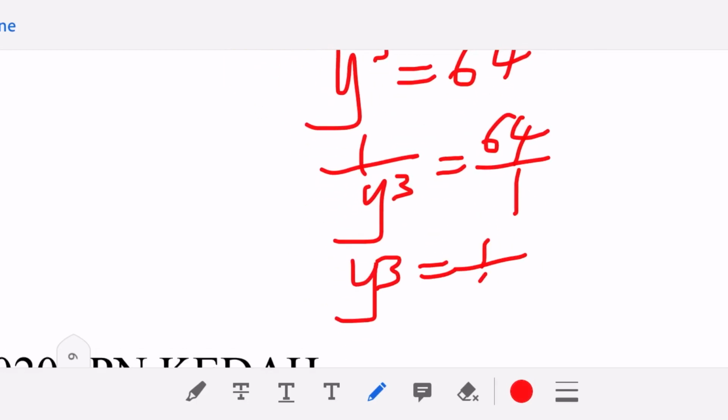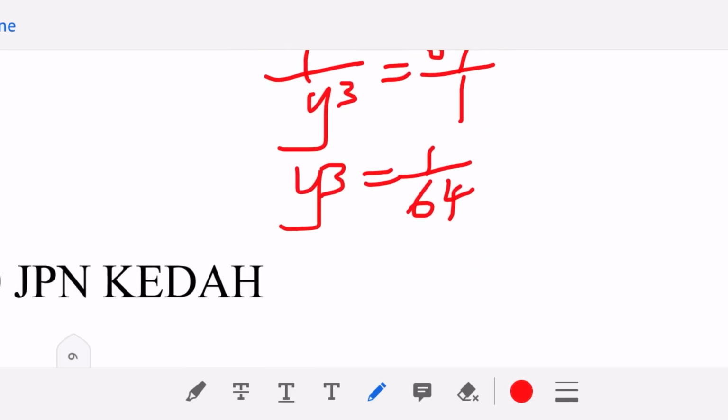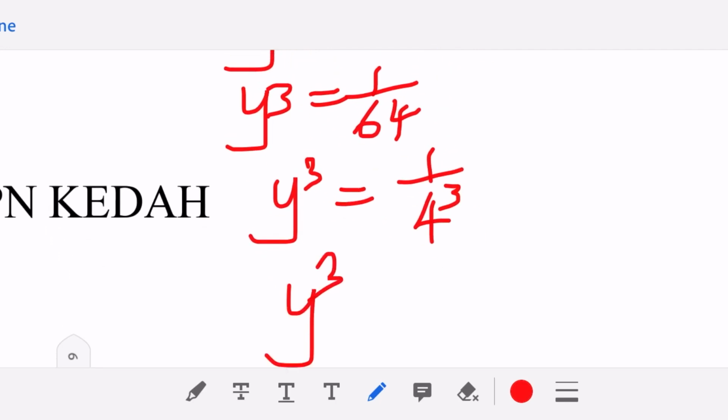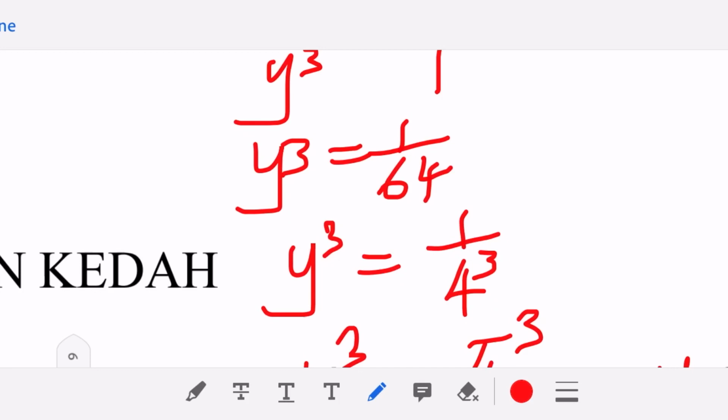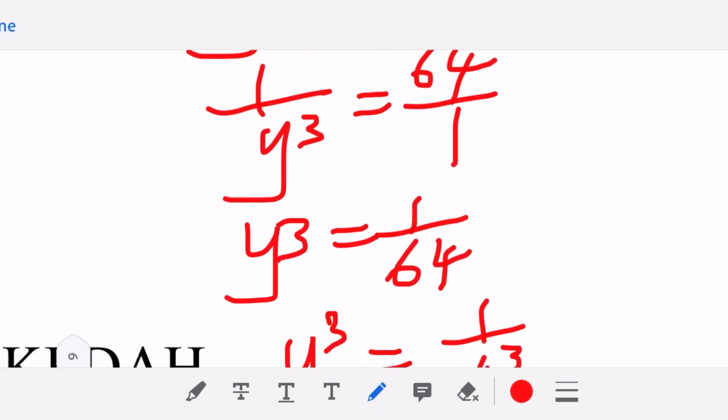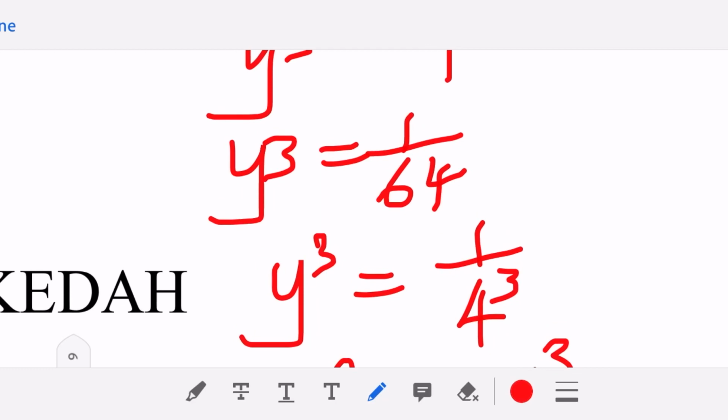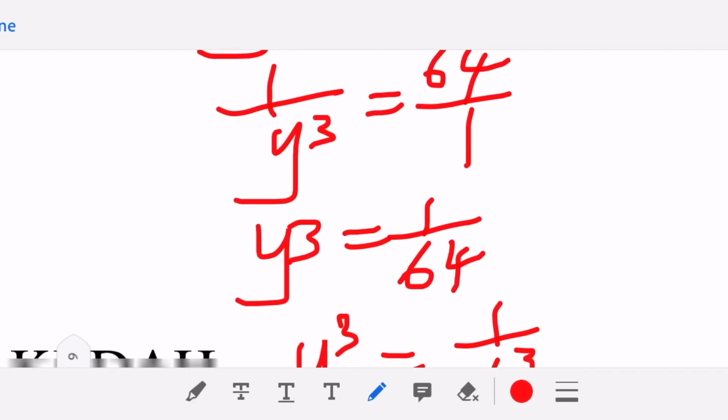So okay, we cross multiply, y cubed is 1 over 64. So y is 1 over 4 to the power 3. So you can say y is 1 over 4, or you can say y is 4 to the power of negative 1. There is a negative 1 there, please don't forget. You have to write 4 to the power of negative 1, right? So finally the answer for y is 1 over 4 and not 4, right?